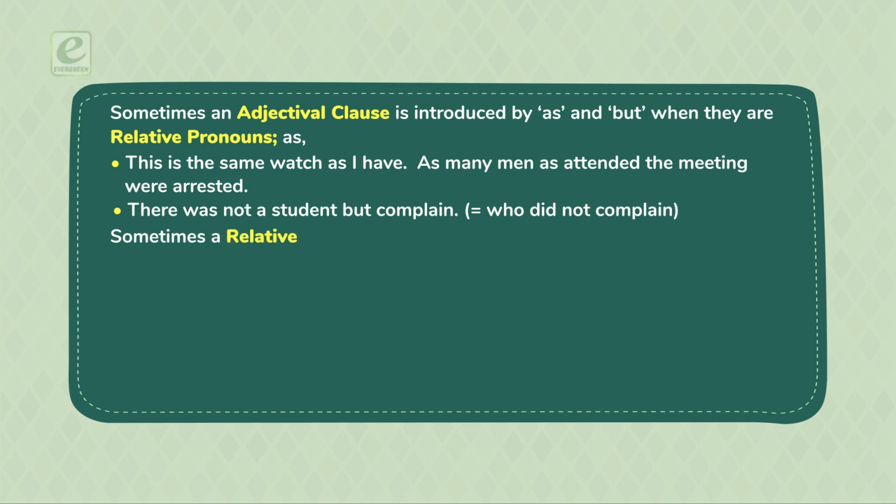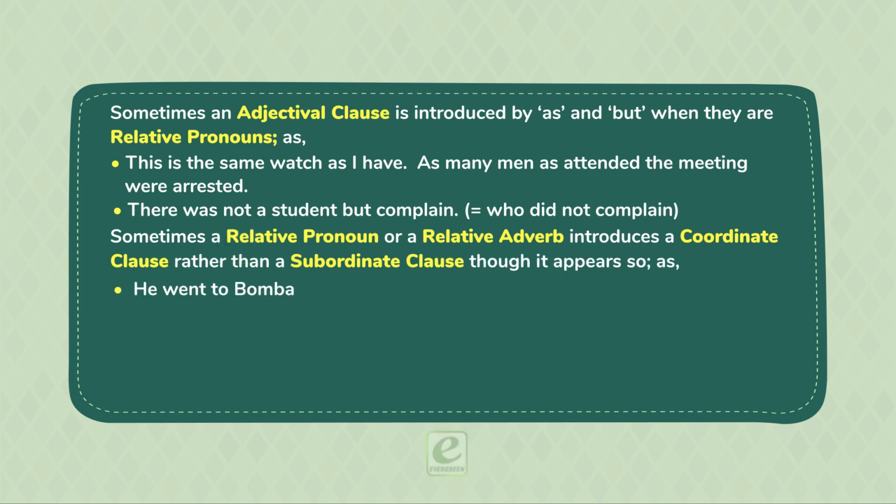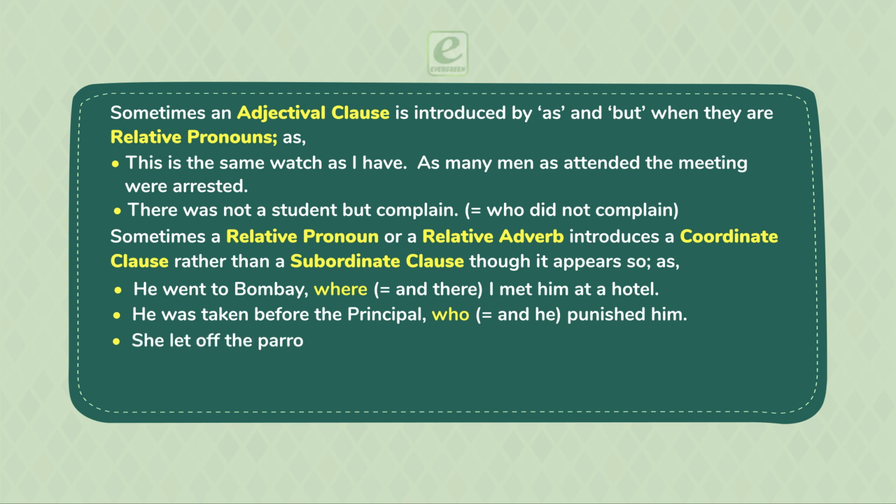Sometimes a relative pronoun or a relative adverb introduces a coordinate clause rather than a subordinate clause, though it appears so, as: He went to Bombay where, and there, I met him at a hotel. He was taken before the principal, who, and he, punished him. She let off the parrot, which, and it, flew away.